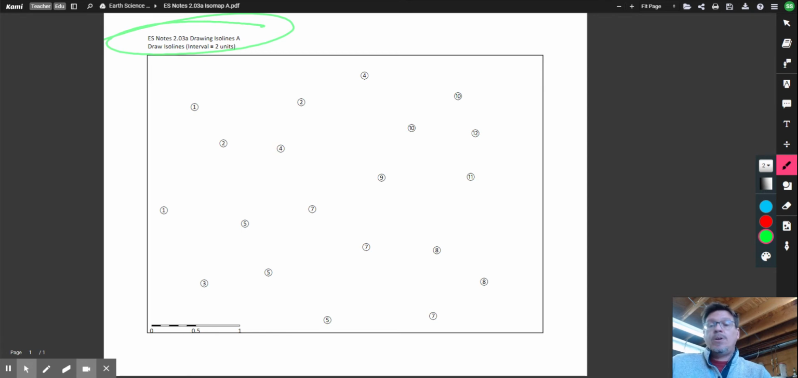So when we do this, we do it by an interval or a counting number. According to the directions, we're going to do an interval of 2 on this one. So I'm going to start off with the value of 2. And I see right away that there is a 2 here and a 2 here. So at some point, I've got to connect these both with some kind of line, with an isoline.